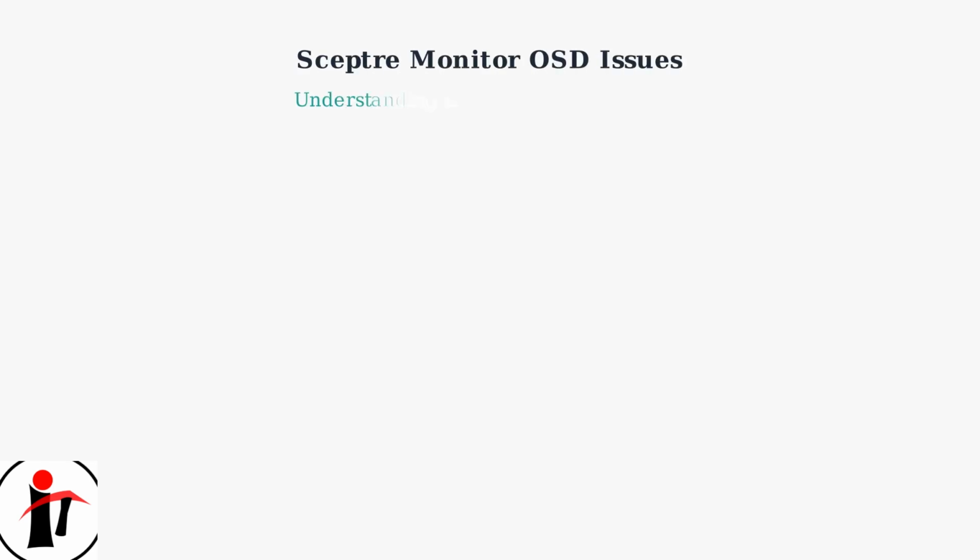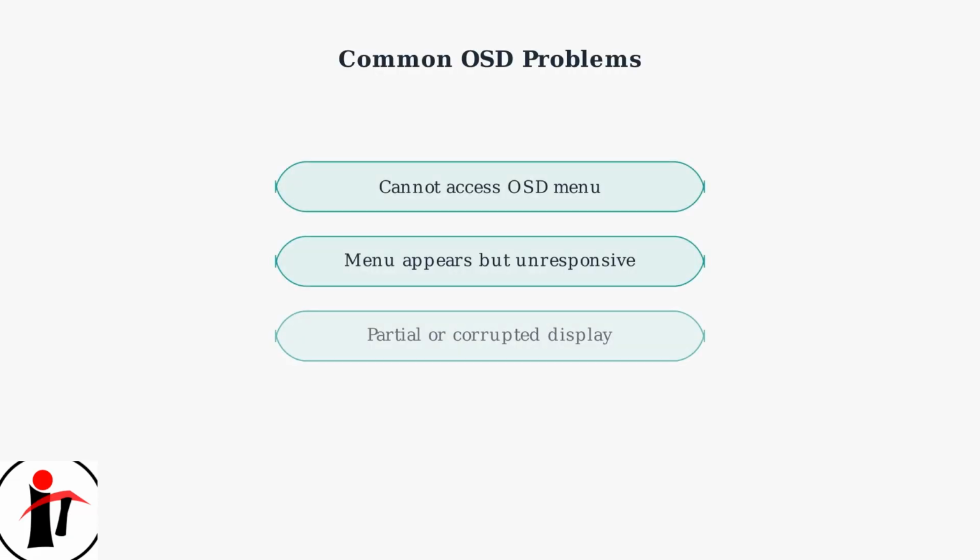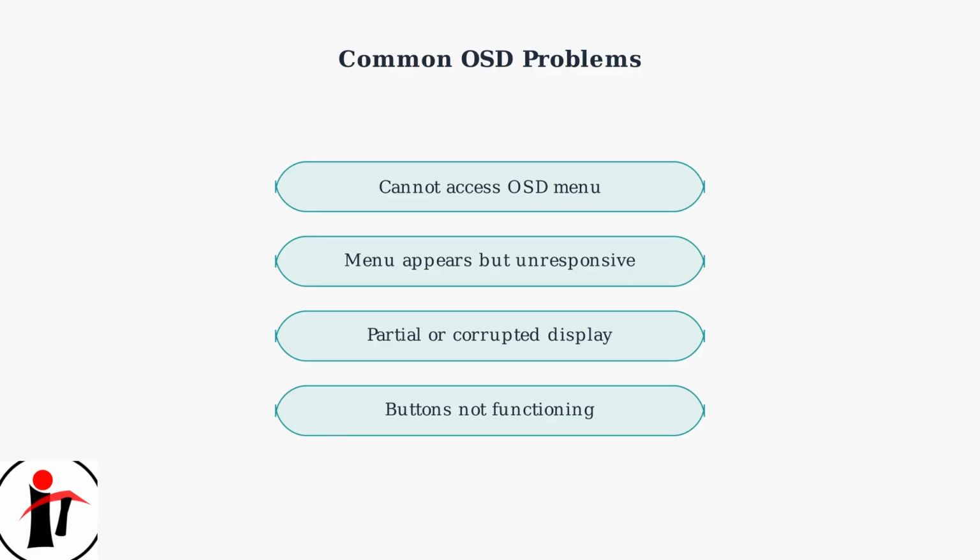Sceptre monitors are popular budget-friendly displays, but they can experience on-screen display menu problems, especially in newer models like the E24, C24, and U27 series. These OSD issues can manifest in several ways: complete inability to access the menu, unresponsive navigation, corrupted display graphics, or non-functional buttons despite physical responsiveness.